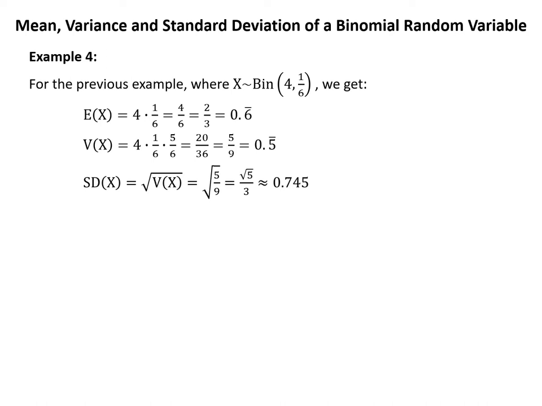And the standard deviation of x is the square root of the variance, which would then be the square root of 5/9, which reduces in exact form to root 5 over 3, which then rounds to 3 decimal places to 0.745.